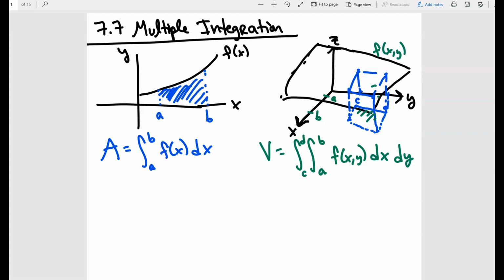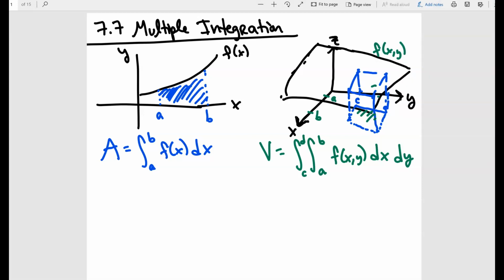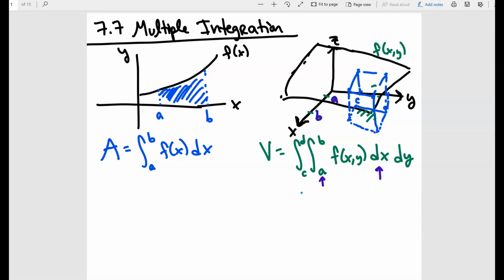All right, so keep note of a couple things. Notice that if the inside integral is from a to b, which corresponds with the x value, so here's a and b, that's on the x-axis, then you should have a dx on the inside. And if the outside integral has c and d, which in this case is for the y value, c and d is right here, that's on the y-axis, then you should have a dy on the outside.